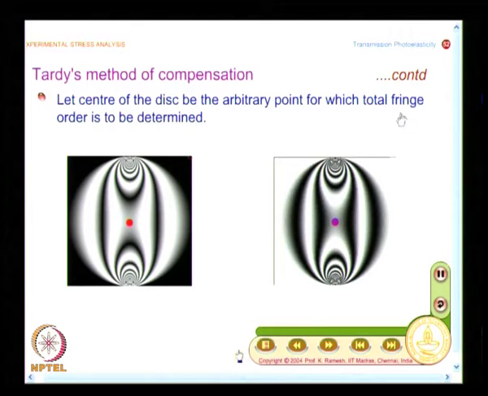And what I have taken is a disk under diametric compression. There is a particular reason behind it, because the next topic we are going to discuss is how to find out the material stress fringe value f sigma, and I would use a circular disk under diametric compression as the basic model for finding out f sigma, and we will use the Tardy method of compensation to find out the fringe order accurately.